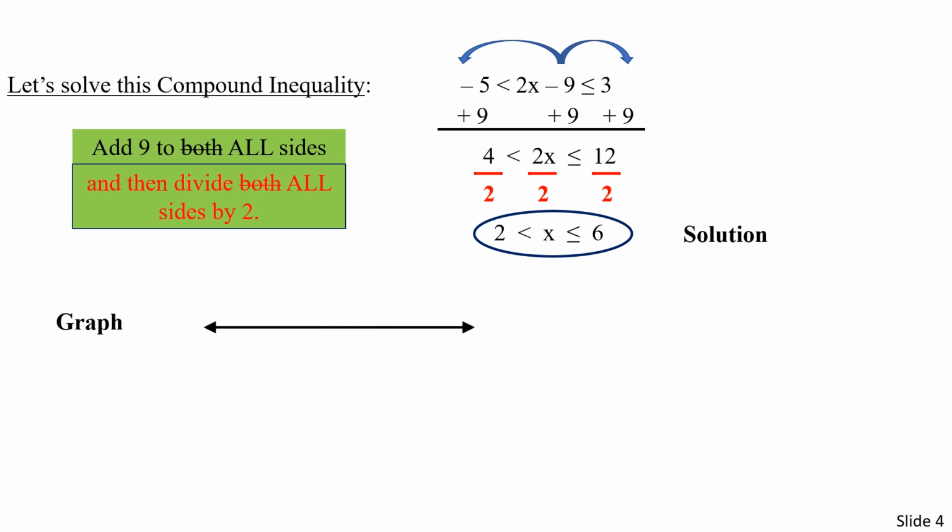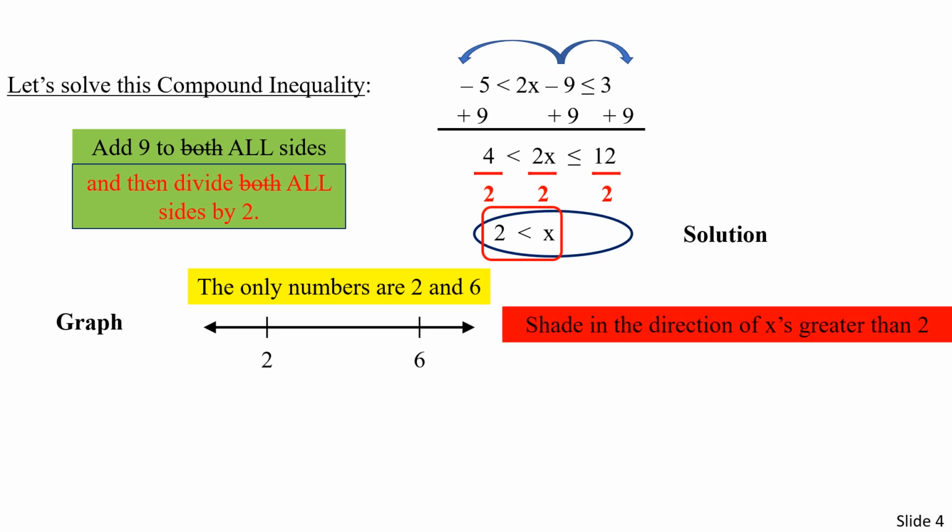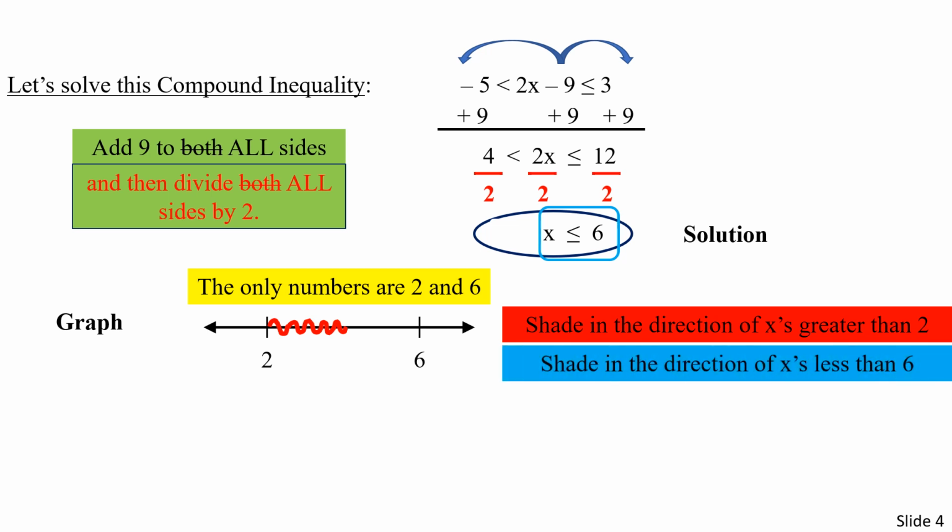Now we're going to graph it. Well, the only numbers I have are 2 and 6. So I'm going to plot 2 and 6. Now if I looked at the left-hand side, think of it as 2 is less than x, or I need the x's that are greater than 2. So I'm going to shade it to the right from the 2. If I look at the other side, I need x's that are less than or equal to 6. So I'm shading x's that are less than 6, shading to the left from the 6.